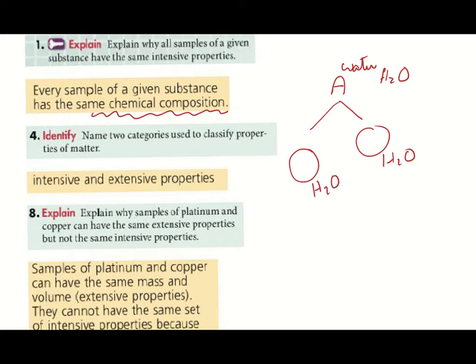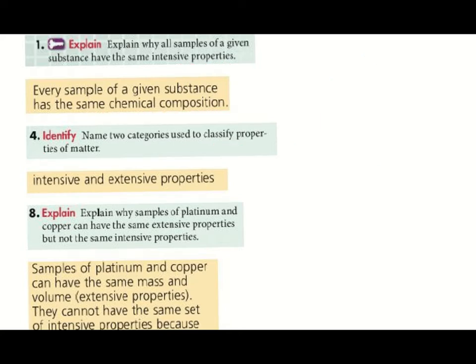It doesn't depend on the source, it doesn't depend on the amount, it depends only on the type, and the type depends on the chemical composition. So if the chemical composition doesn't change, that means the intensive properties will stay the same. Next question. Name two categories used to classify properties of matter. Properties are either intensive or extensive.